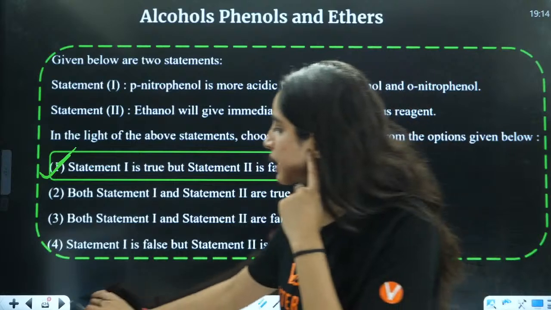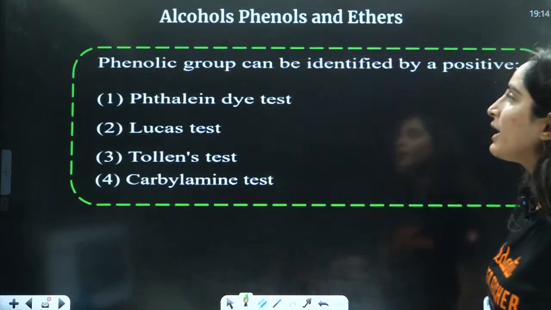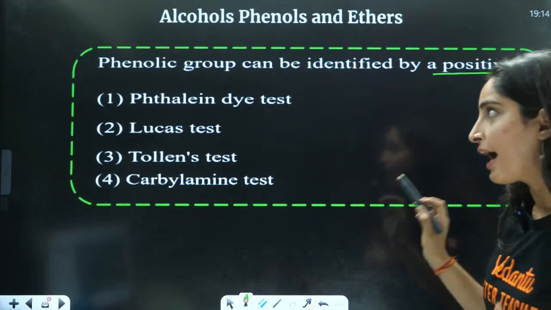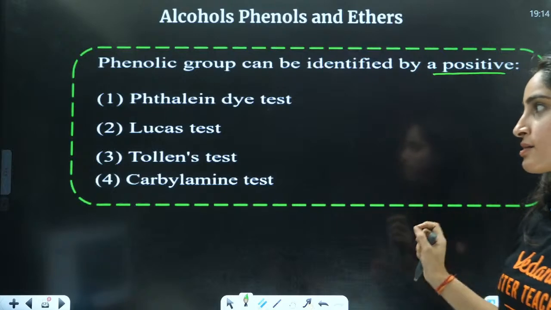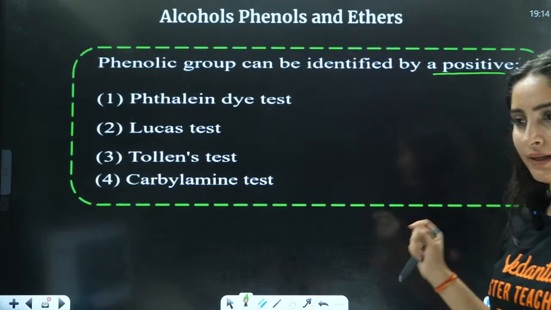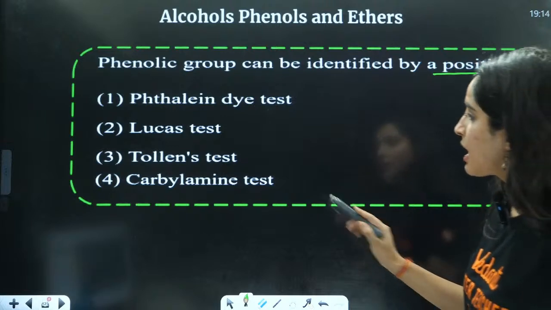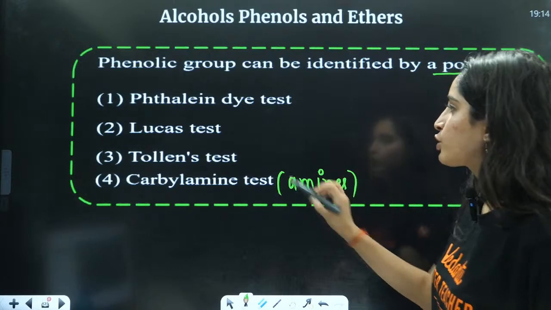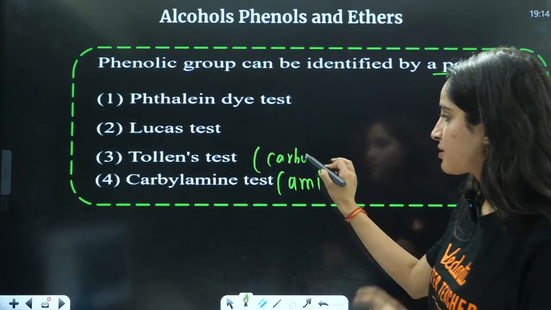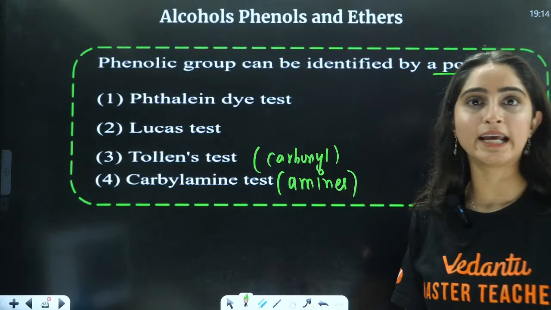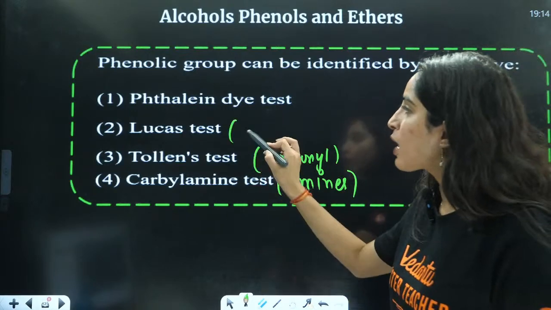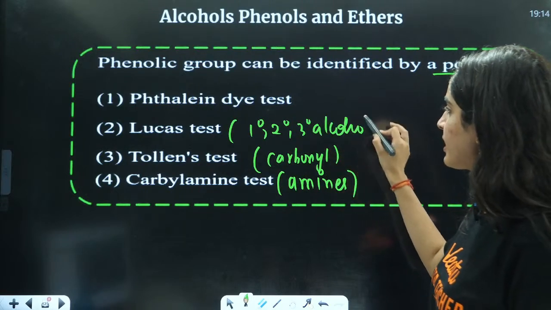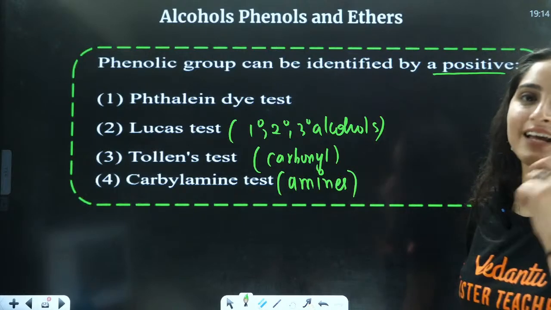Next: a phenolic group can be identified by a positive phthalate dye test, Lucas test, Tollens test, or carbylamine test. Firstly, students, the carbylamine test is for amines. This we will study in amines. Tollens test is for carbonyl groups. This we will study in aldehydes, ketones and carboxylic acids. Lucas test will differentiate between 1 degree, 2 degree and 3 degree alcohol. Phthalate dye test is for the phenolic group.